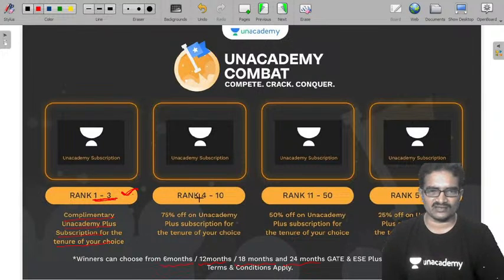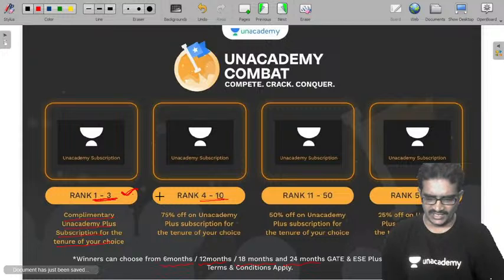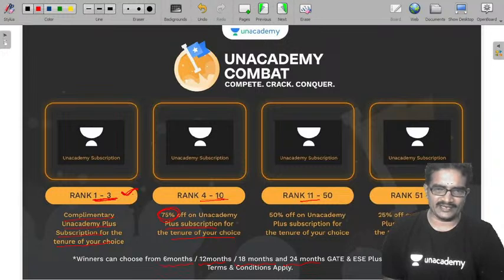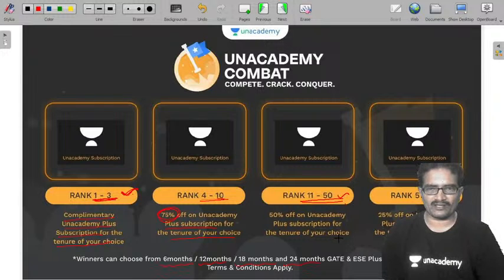If your rank is 4 to 10, you get a 75% subscription scholarship. You need to pay only 25%. Here also, you can take a Plus subscription of any tenure you want: 6 months, 1 year, 1.5 years, or 2 years. Choice is yours. If your rank is 11 to 50, you get a 50% scholarship.